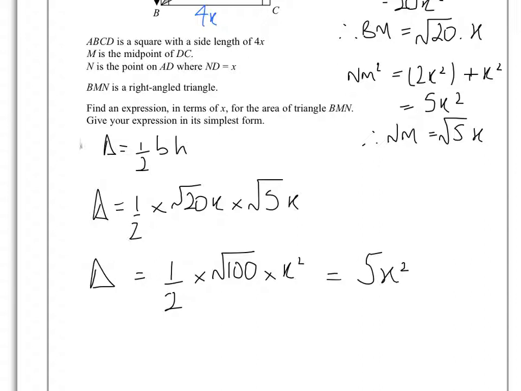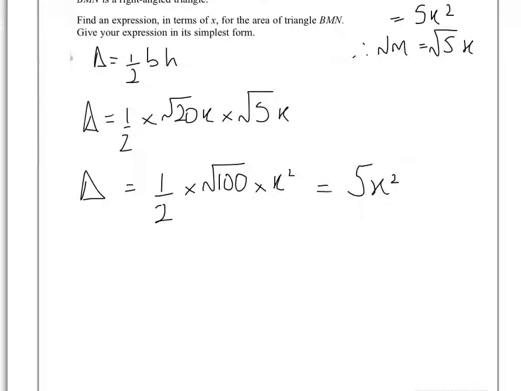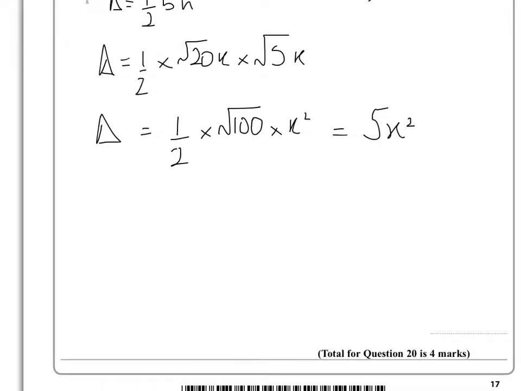So that means root 100 is 10, 10 times by half is 5, and obviously the x squared remains on its own. So that means in its simplest form, the expression for the area of that triangle is 5x squared.